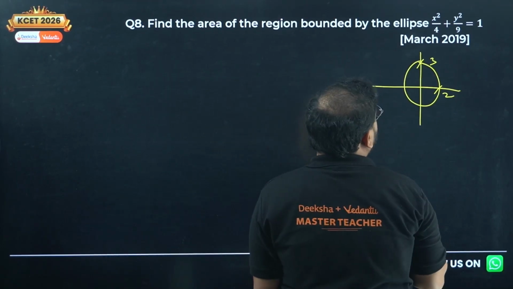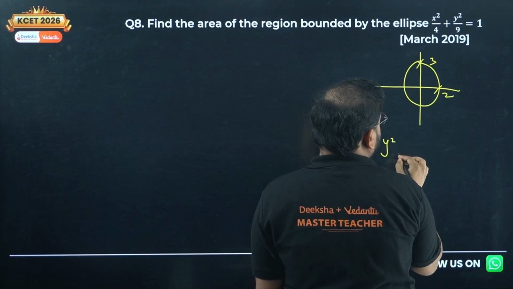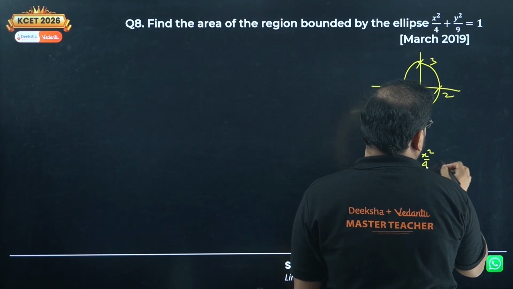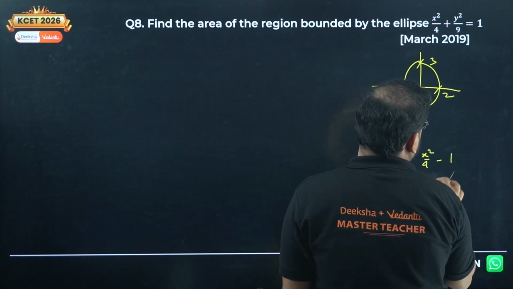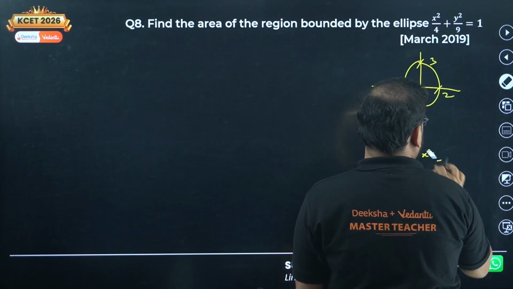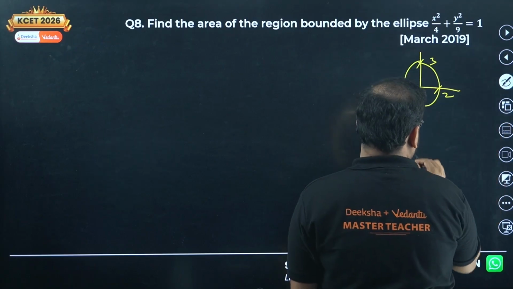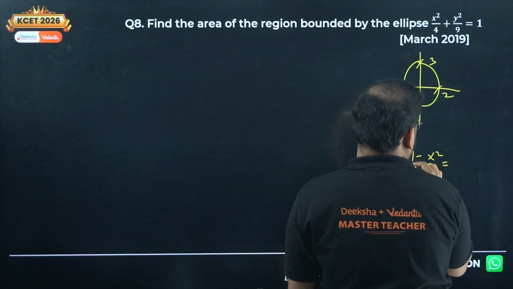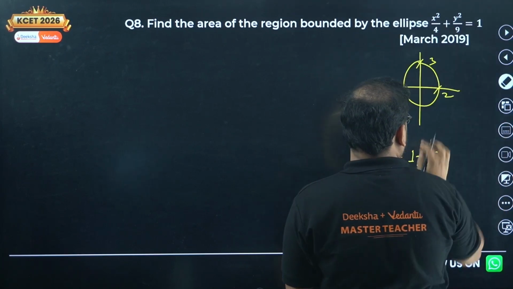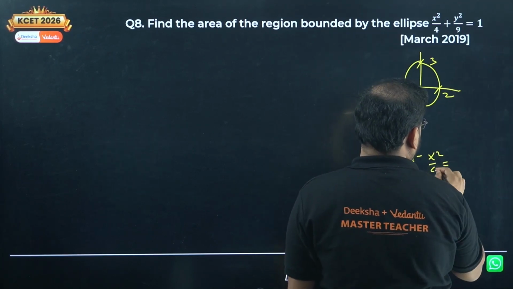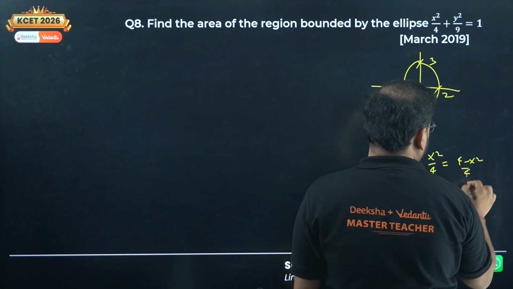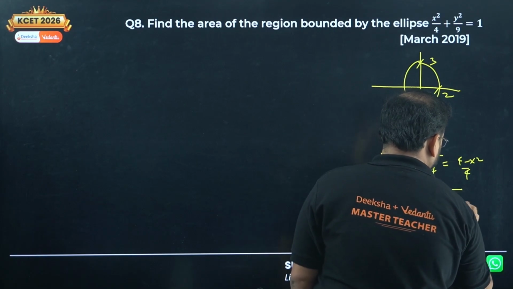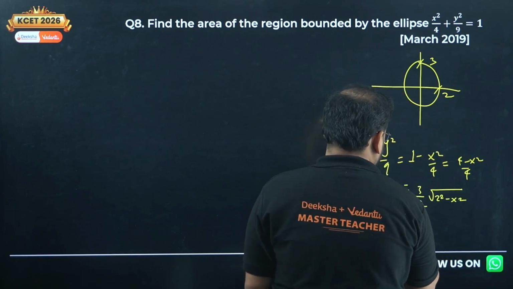So I'll have here, check this out, y square by 9 equals 1 minus x square by 4. So this will be what, 1 is outside, I'll get 4 minus x square by 4, so we'll have 3 by 2 root of 2 square minus x square, this is the value of y.